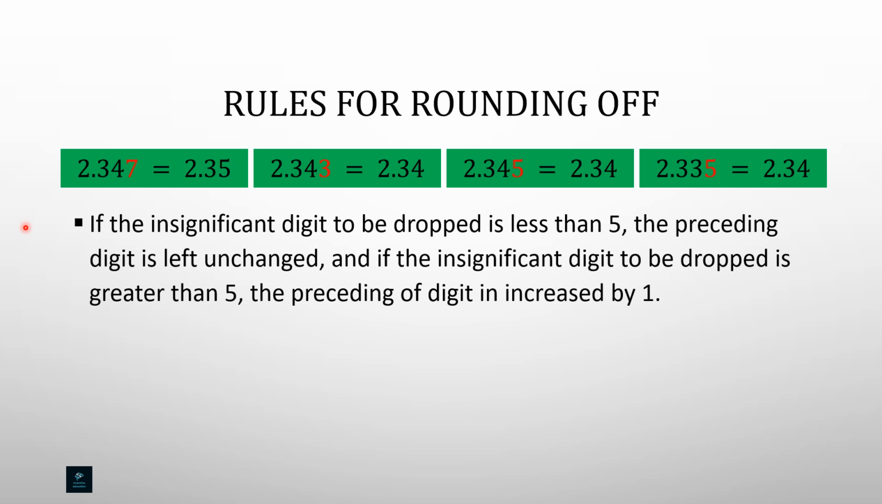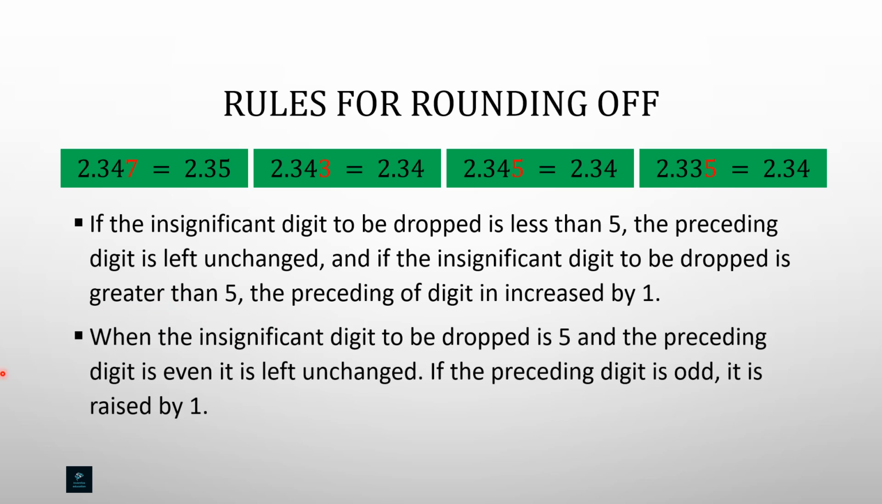Therefore the rules for rounding off can be stated as follows. If the insignificant digit to be dropped is less than 5, the preceding digit is left unchanged, and if the insignificant digit to be dropped is greater than 5, the preceding digit is increased by 1. When the insignificant digit to be dropped is 5 and the preceding digit is even, it is left unchanged. If the preceding digit is odd, it is raised by 1.